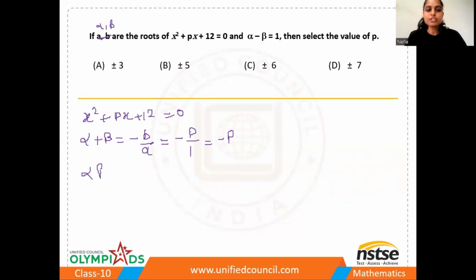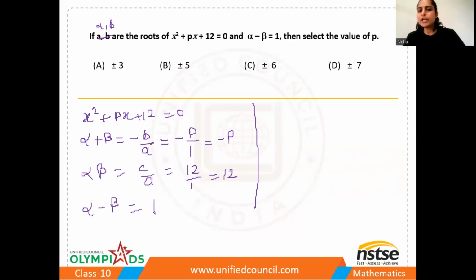Similarly, the multiplication of roots, that means alpha into beta is equal to c over a. So c is what? The constant term, it is 12 and this is 1, that means it is 12. So the multiplication of roots, that means alpha into beta is equal to 12 here. One more thing is also given that alpha minus beta is equal to 1 and I have to select the value of p, that means I have to find out the value of alpha plus beta, right?